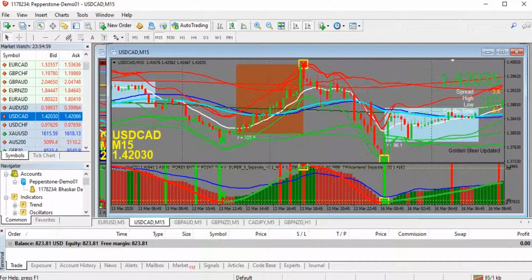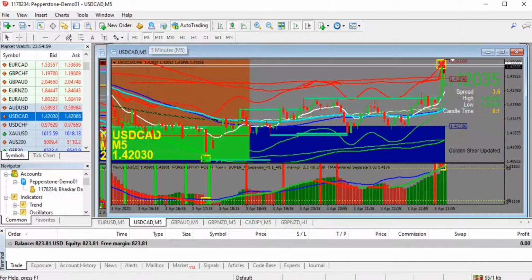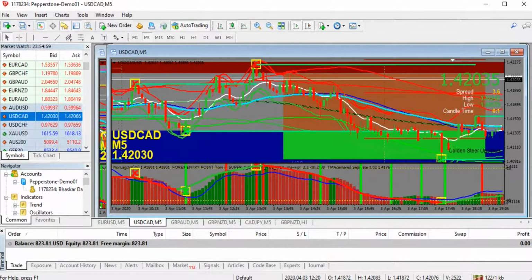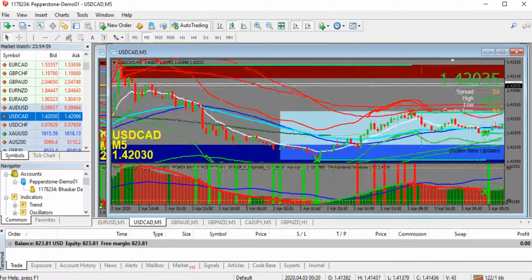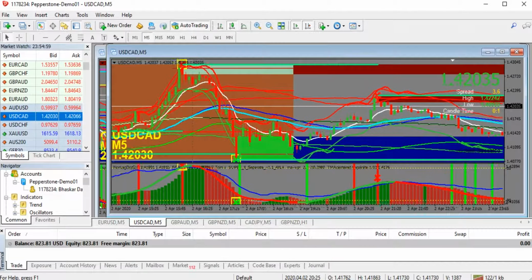Now, sorry, I'm showing this to you on a 15 minute. You're supposed to use the 5 minute, but it works on any time frame. But typically for quick entries and exits with decent pips, the 5 minute is what you're going to use, because they're faster.